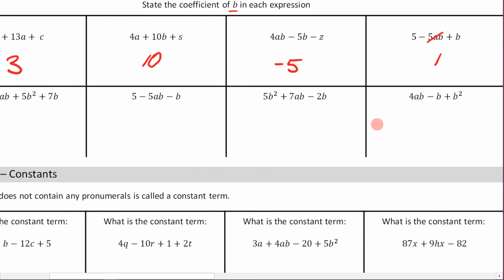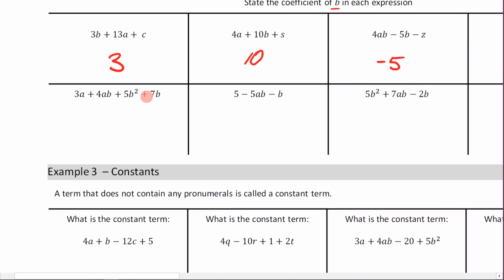Okay, let's keep on working here. So let's go again. So remember, the first thing we have to find is my term with a b in it. So 3a doesn't work, 4ab, that doesn't work. Here I have 5b squared, but remember, I just want b by itself. The fact that it's squared means it does not count. So that means over here, my coefficient of b is just going to be 7. All right, over here, well, that's a 5, that's bad as well. Here it's going to be negative b. So that means there is an invisible 1 in front of that b. And remember, I need to include the sign in front of it. So it's going to be negative 1.